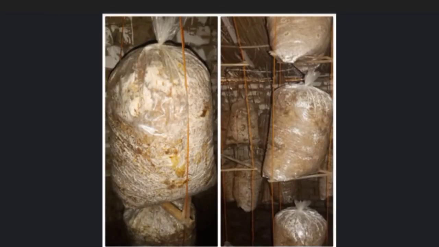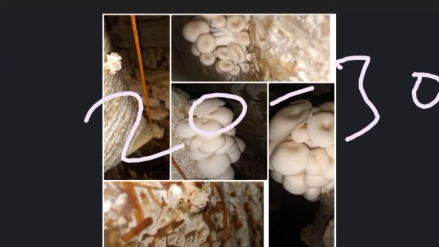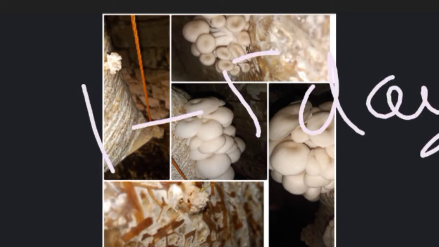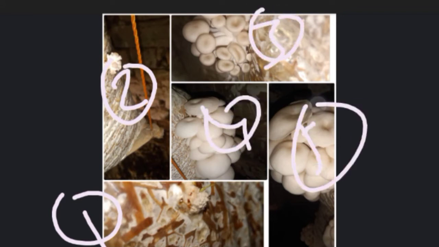How much time has it taken to complete? 20 to 30 days. But after 20 to 30 days, it will take only 1 to 5 days for harvesting. So this is the picture of the first day after the lag phase. It is the first day, the second day, third day, fourth day, and fifth day. So you can see how fast the mushroom can grow.